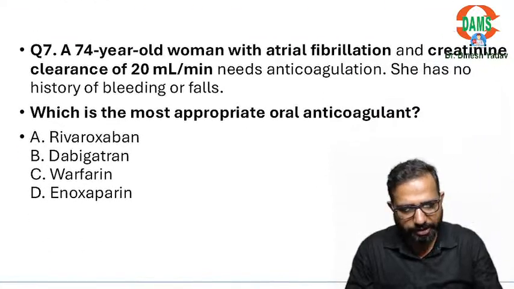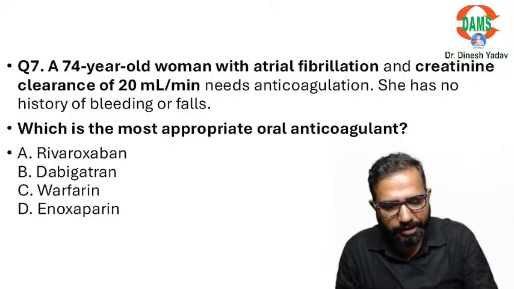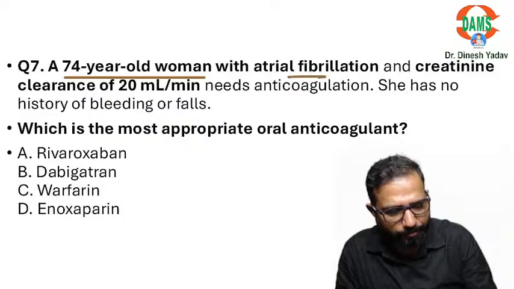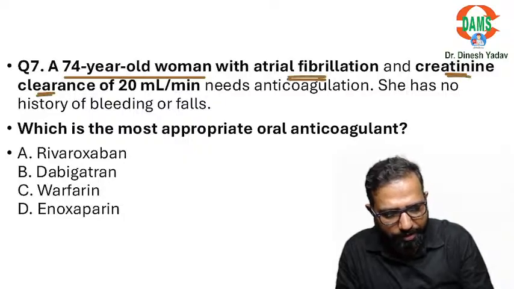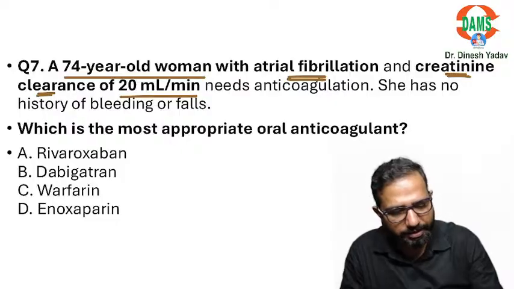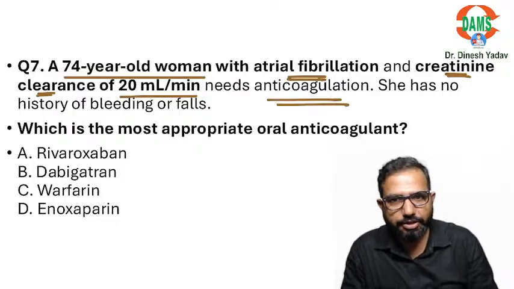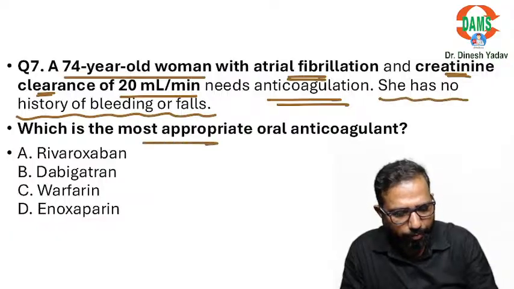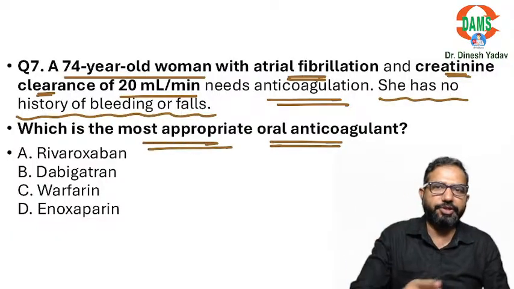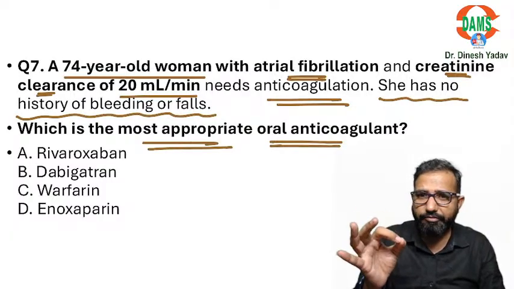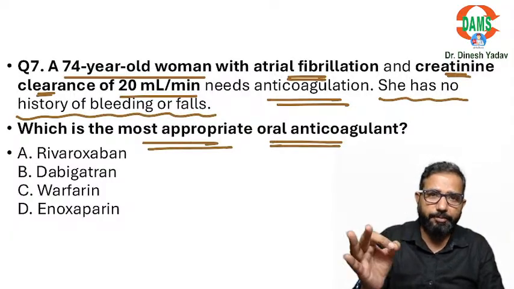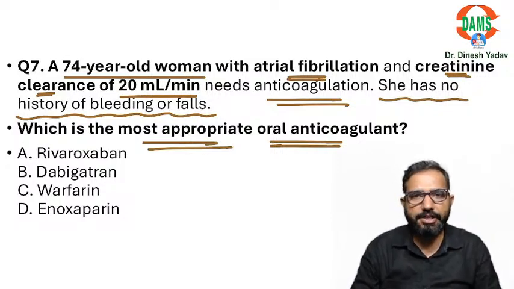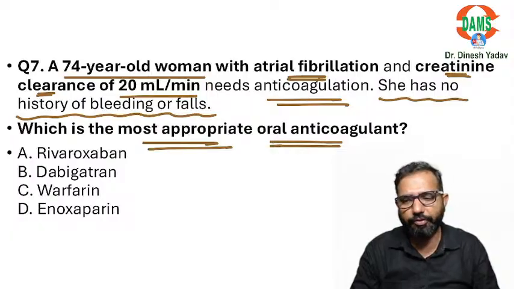Okay guys, let's see the next question. A 75-year-old woman with atrial fibrillation and creatinine clearance of 20 ml per minute needs anticoagulation. She has no history of bleeding or fall. Which is the most appropriate oral anticoagulant in this patient? Tell me, bachcho. A 75-year-old woman with atrial fibrillation and creatinine clearance of 20 ml per minute needs anticoagulation. She has no history of bleeding or fall.